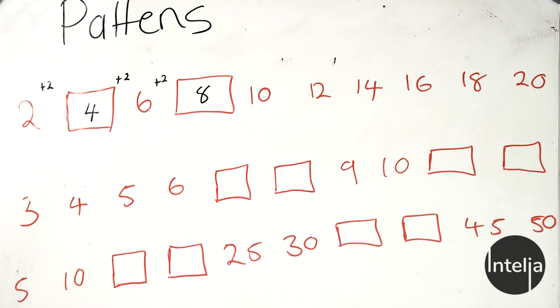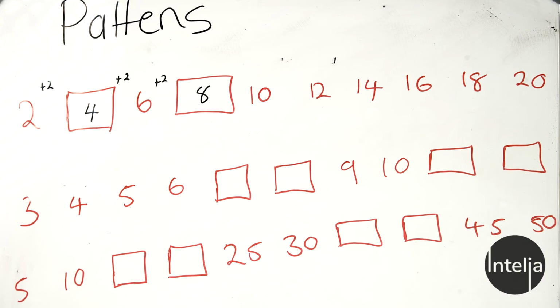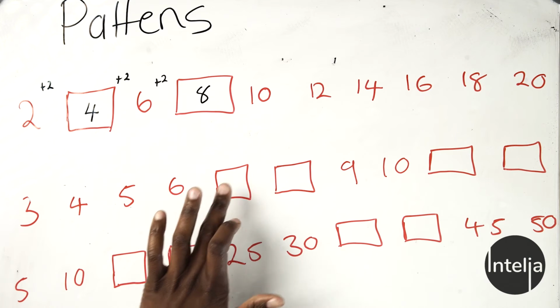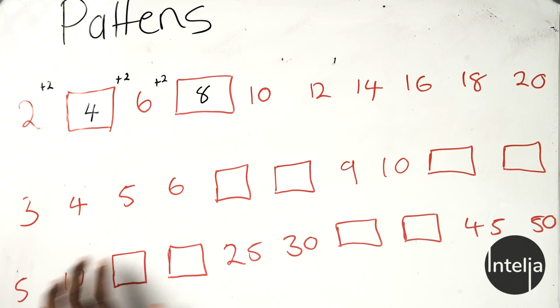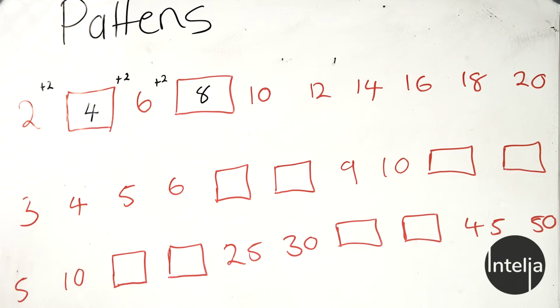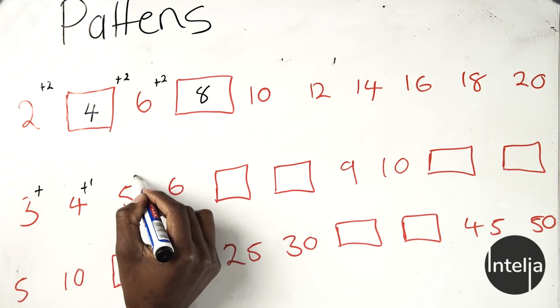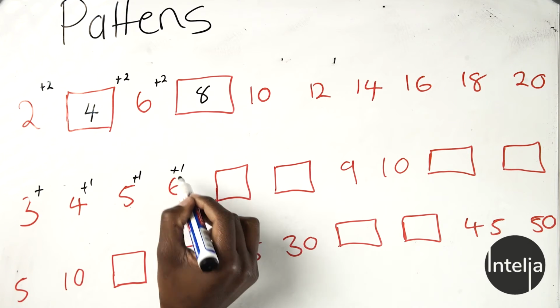And then we come here, we have 3, 4, 5, 6, a missing number and another missing number, 9, 10, a missing number and another missing number. So how do we know what our missing numbers are here? Here we have 3, 4, 5, and 6. So there's only a difference of 1. So you just simply add a plus 1, a plus 1, a plus 1.